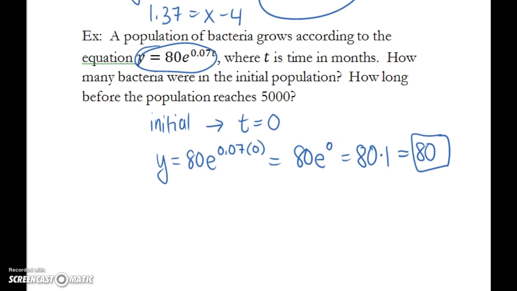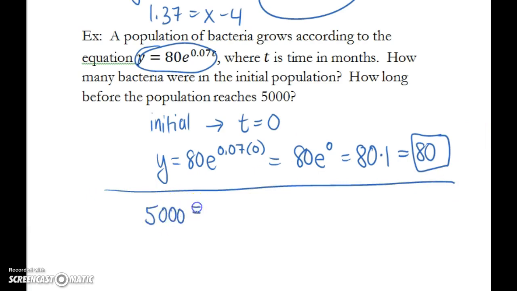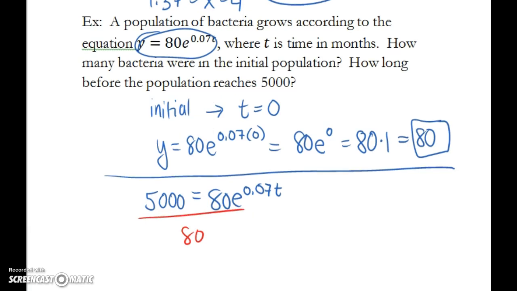And then we want to know how long before the population reaches 5,000. So 5,000 is our ending value, and we're going to put that in for y. We have to solve for t. So let's divide both sides by 80 first, and that's 62.5. We're doing that because we want to isolate the part that has the exponent on it. The e has the exponent, so we want to get that e alone.